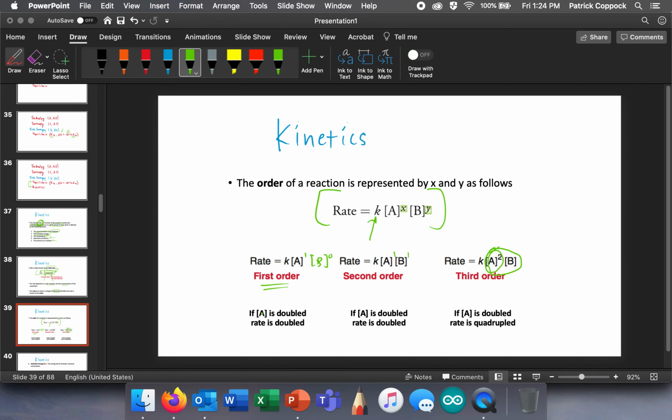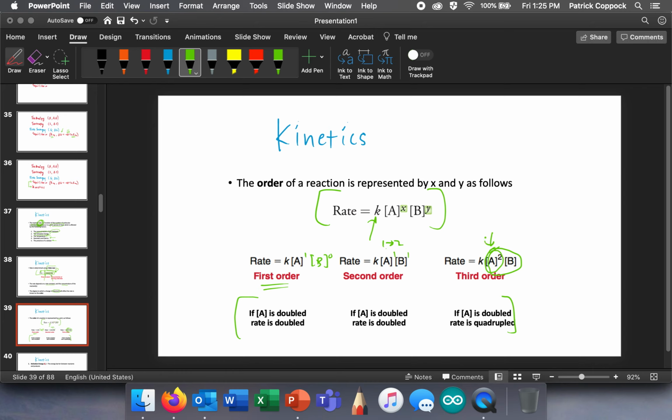Okay? So let's give a little summary down here. If A is doubled, if A goes from, say, 1 molar to 2 molar, the rate's going to be doubled. So if A is doubled in a first order reaction, the rate is going to be doubled. Since it's first order with respect to A, if it goes from 1 to 2, then the rate is going to be doubled.